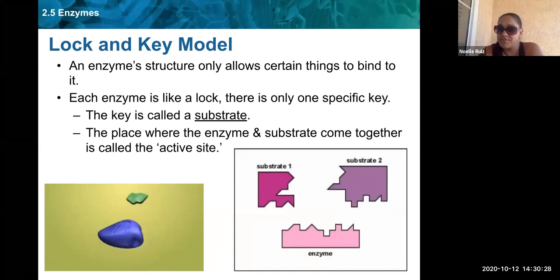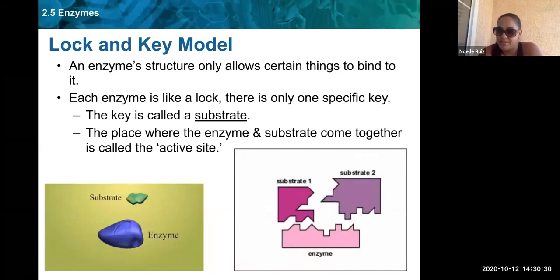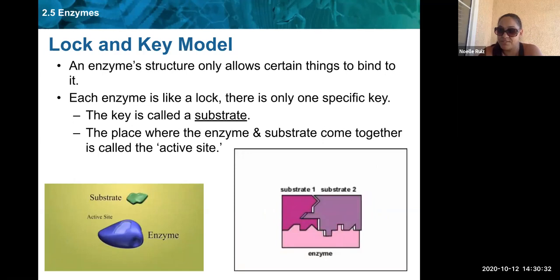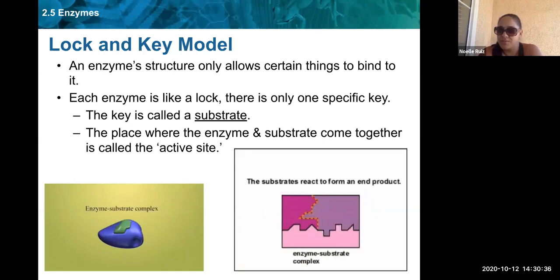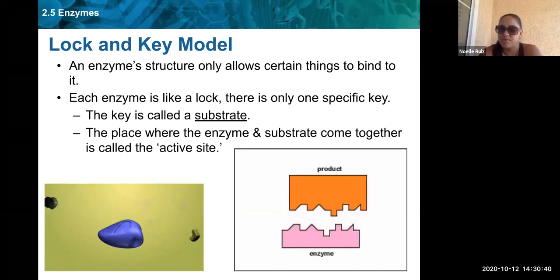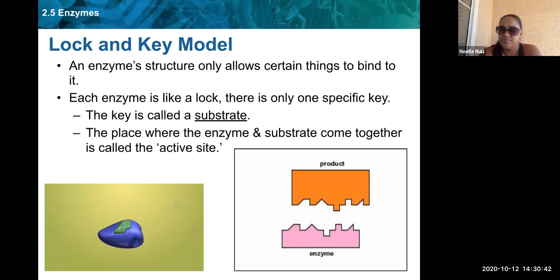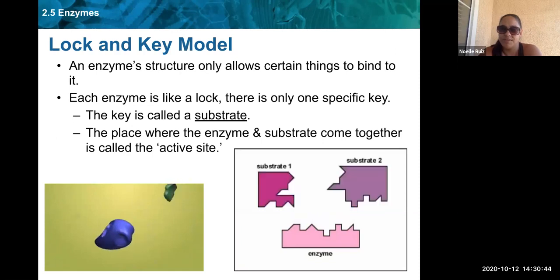You have two different substrates that will come together in an enzyme. Those look like puzzle pieces. You can see they fit perfectly. The chemical reaction works to glue those two substrates together to form one product. So chemical reactions can happen either way. They can split something up or they can glue something together.